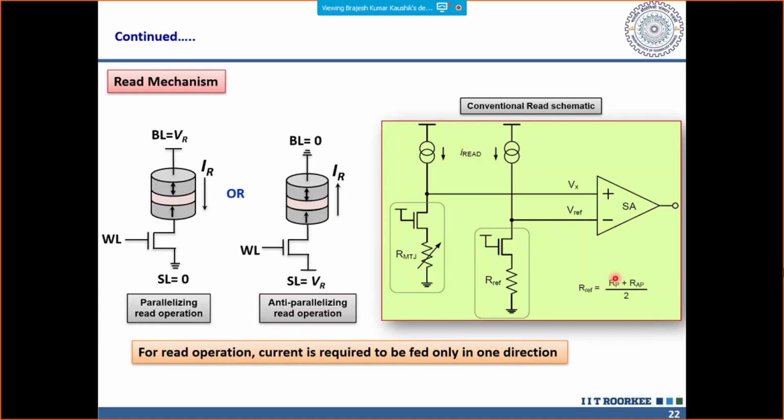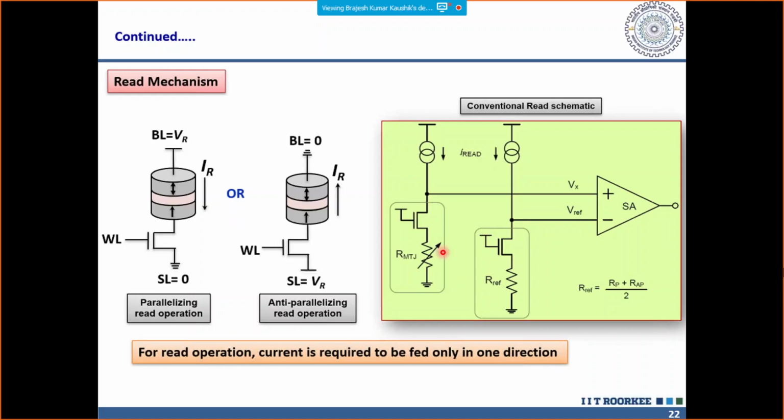So once this R reference is generated, then you start comparing the current that is passing through this MTJ. That will give you a fair idea about the resistance compared to R reference. Now for read operation, current is required to be fed only in one direction. Instead of what you do with your write, where you have to pass the current either from the top to bottom or bottom to up. But for reading, you can manage with one direction current only. And how do you do it? This is really very interesting to know as well.